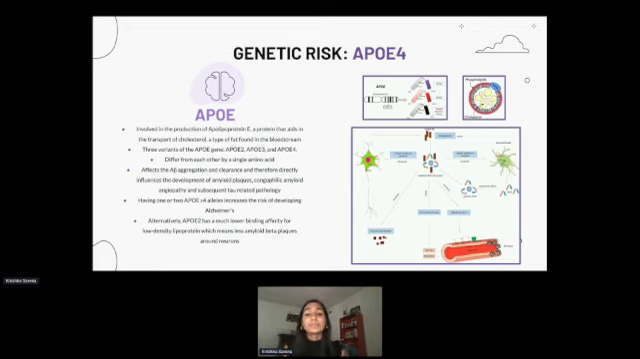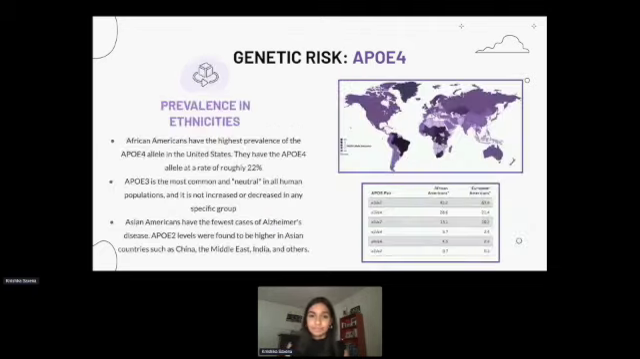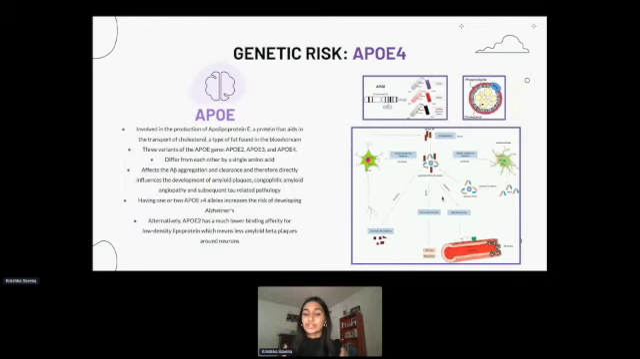ApoE2 seems to be protective against Alzheimer's due to a lower binding affinity for the low-density lipoprotein, which means less amyloid beta plaques around the neurons. ApoE3 does not increase or decrease risk. It's the most common and normal type of ApoE. ApoE4 actually increases the chances of getting Alzheimer's, as it has a negative effect on amyloid beta clearance and forms plaques around the neurons. Here are all the functions of ApoE and the 3 types in the protein.